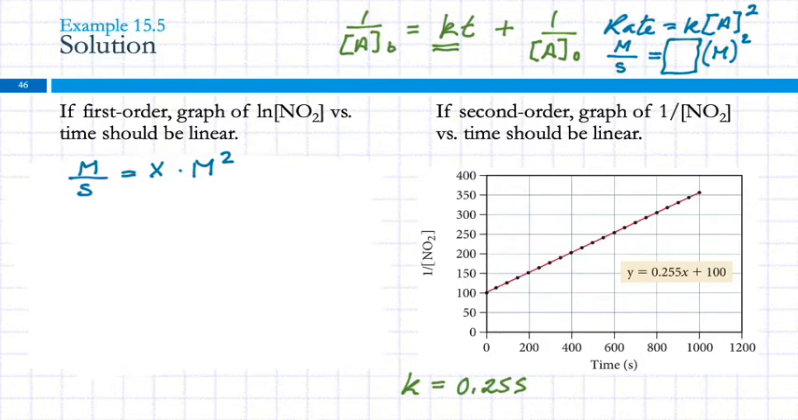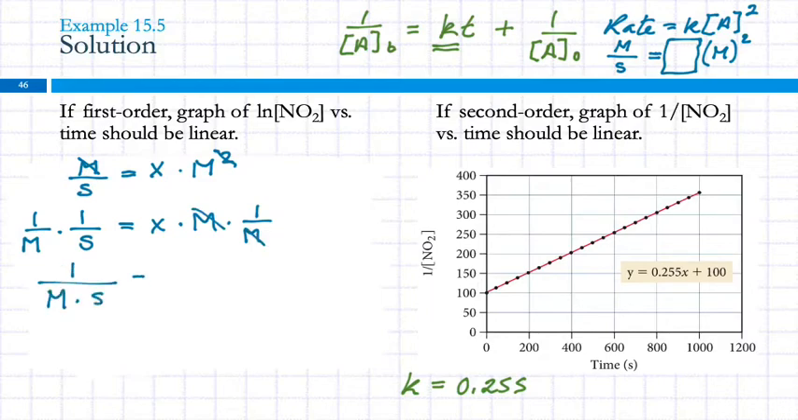Well, I could just factor out an M on each side, right? Cross one off from each side. Now I've got 1 over S is equal to X times M, but I still need to get rid of that M. So we can divide by M, which is the same as multiplying by 1 over M. That just makes it a little easier to see what's going to happen over there. The M's cancel out. I get 1 over molarity times seconds is equal to X. Those are the units for a second order rate constant.